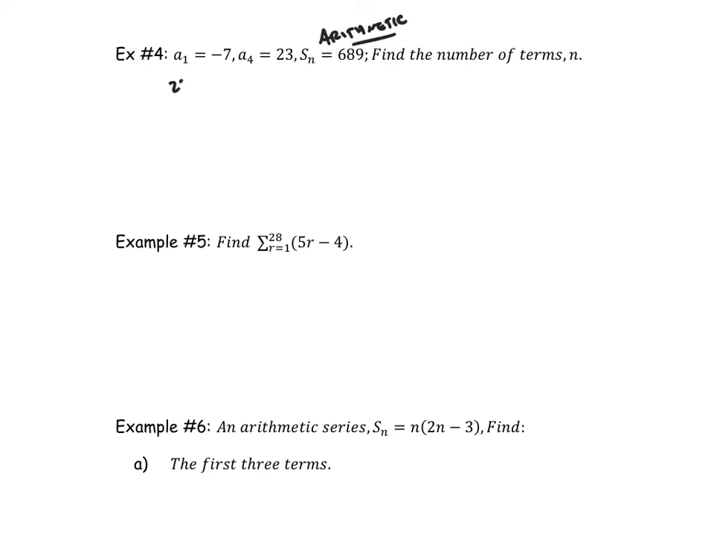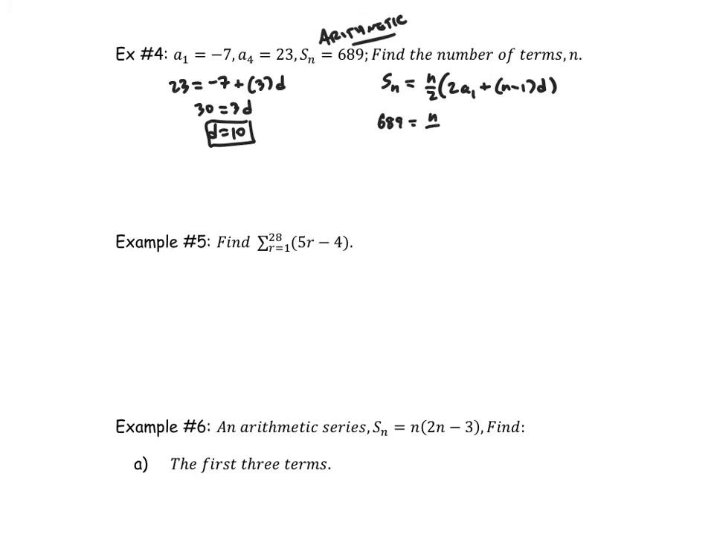So the fourth term, 23, should be equal to the first term plus 4 minus 1, or 3 common differences. If I add the common difference 3 times from the first term, I should get the fourth term. So I'm going to add, that gives me 30 equals 3d. So my common difference is 10. That's helpful. It doesn't ask for that, but obviously in order to find the sum, I have to know that.